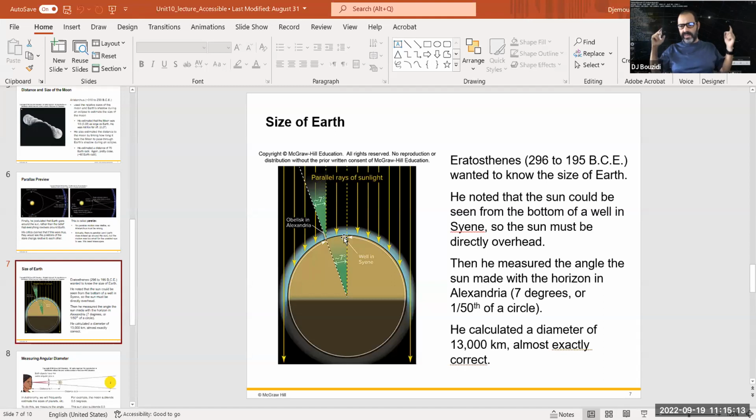He had a bunch of people, and they gave him measurements. So then he multiplied that by the ratio of 360 divided by 7, and he came up with a number very close to what we know today, 40,000 kilometers, if you take the stadia as about 100 meters. So his number was very, very, very good, okay? Just because of this geometry.